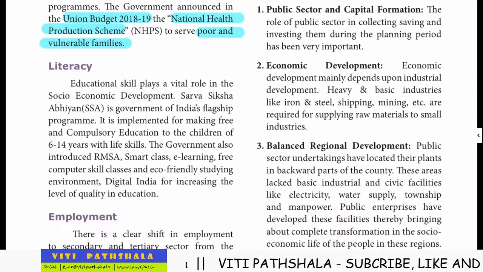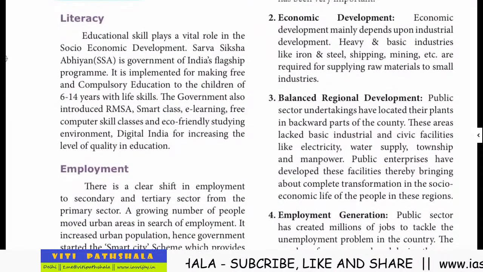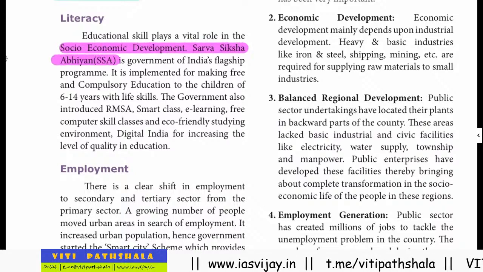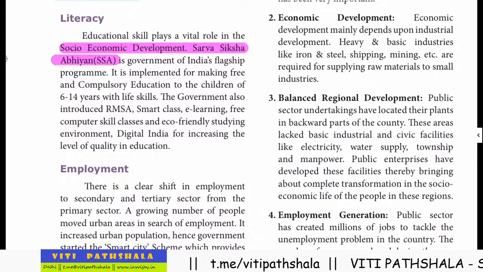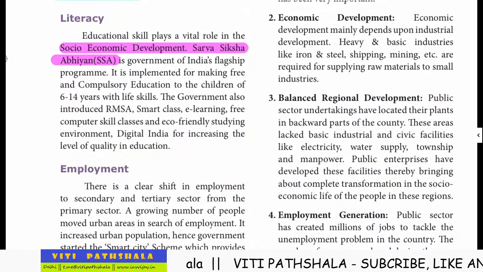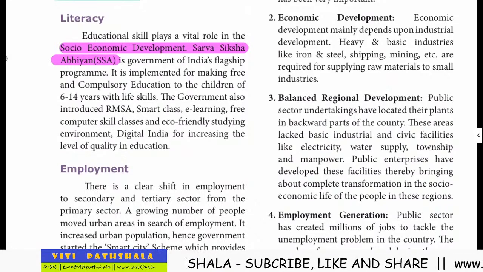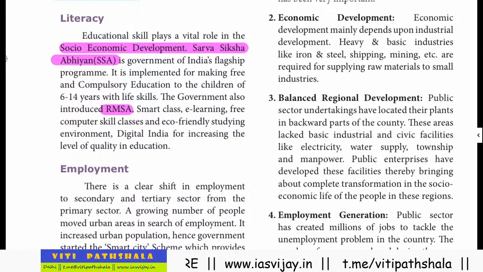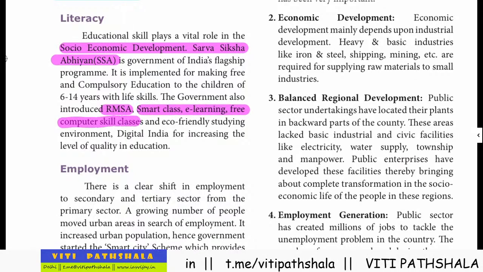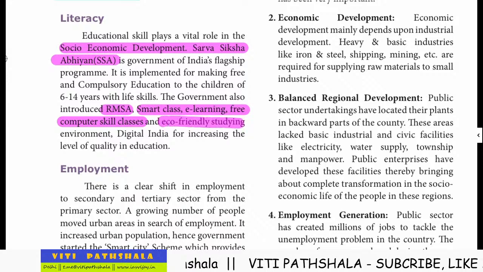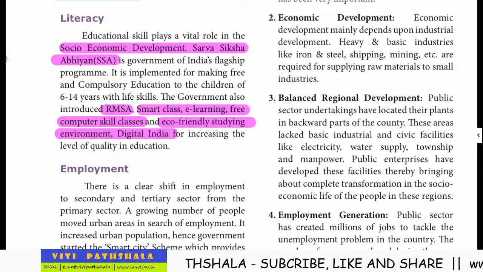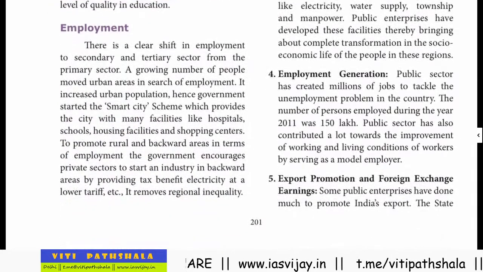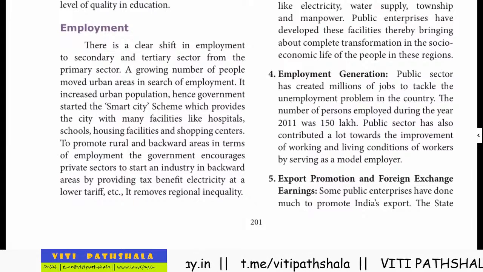Next comes is the literacy. Now, educational skills play a vital role in the socio-economic development. Sarv Shiksha Abhiyan is a government of the India flagship program. It is implemented for the making the compulsory education to the children 6 to 14 years with the life skills. The government also introduced the RMSA, smart classes, e-learning, free computer skill classes, and eco-friendly studying environment, digital India, for increasing the level of the quality of the education. And new education policy you can add in this literacy program, you can add the new education policy.